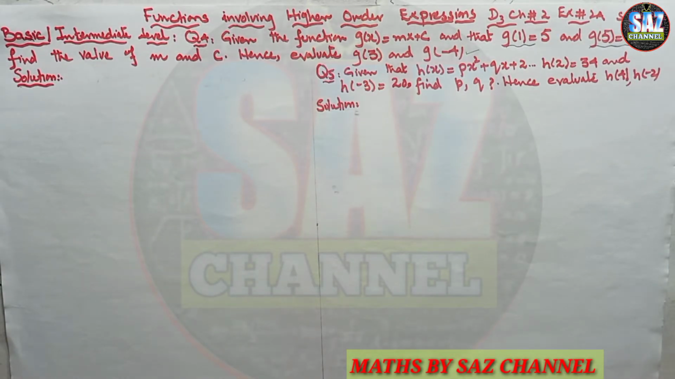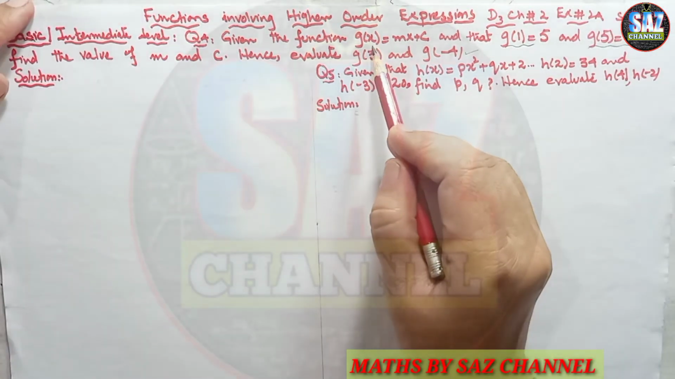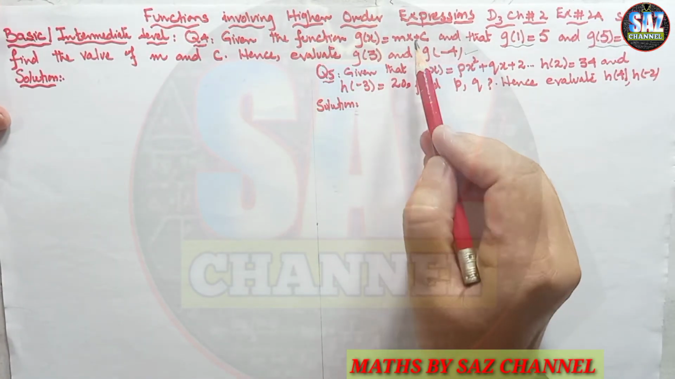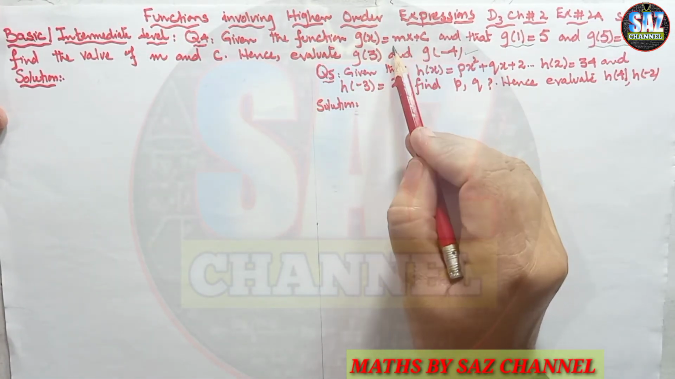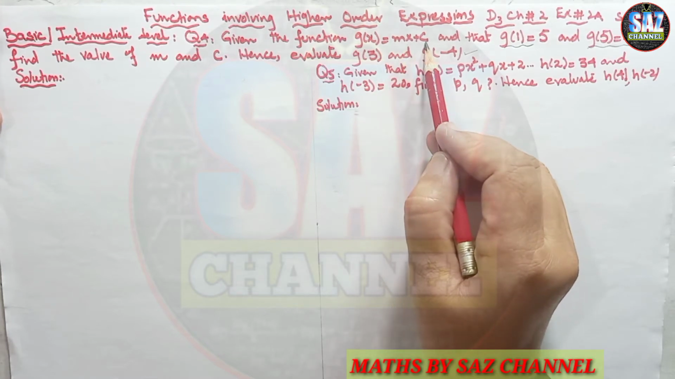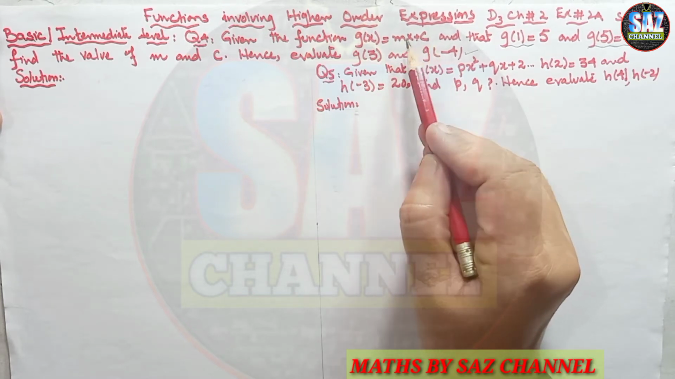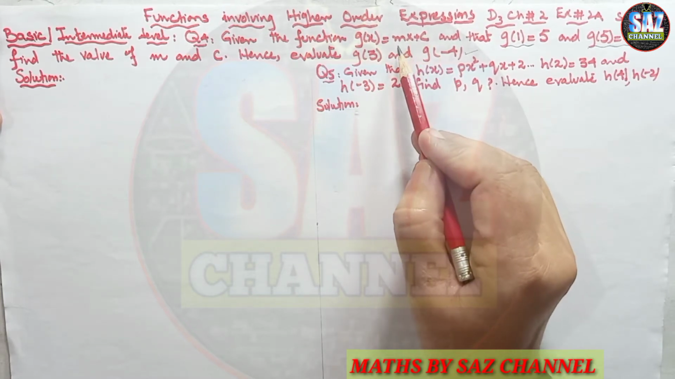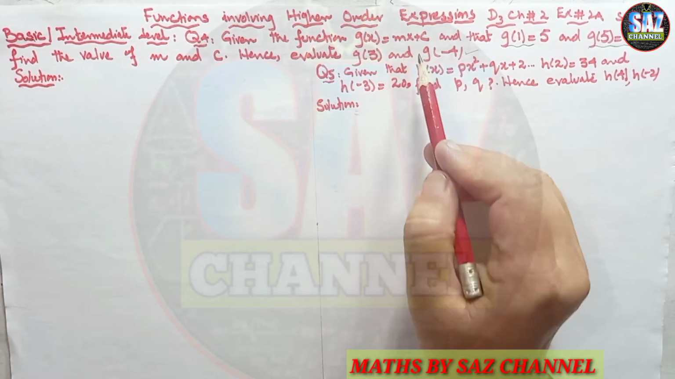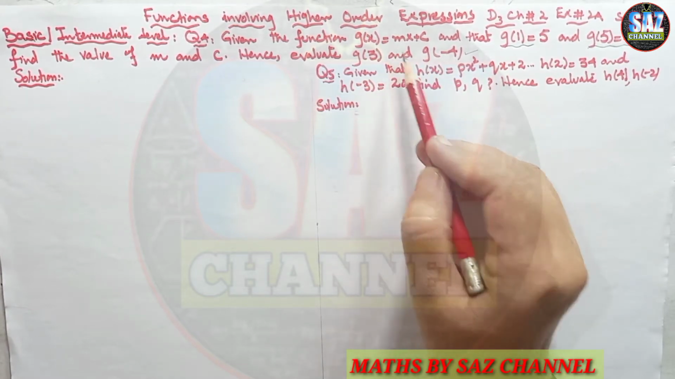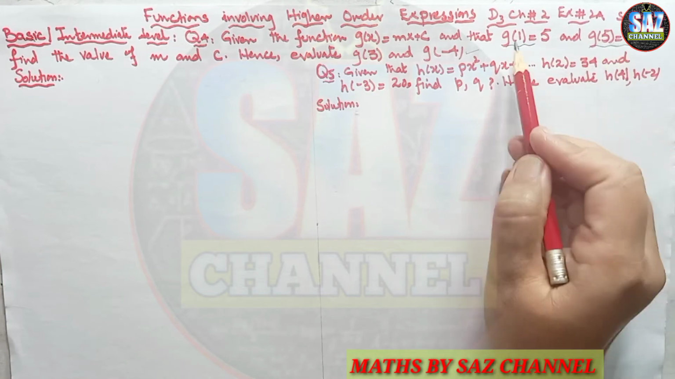If we look at the given function g of x equals mx plus c, if we recall that this is the general form of slope-intercept form of equation of line, it has two unknowns m and c. So in order to solve this type of situation, we must have two conditions because there are two unknowns. So there must be given two conditions.